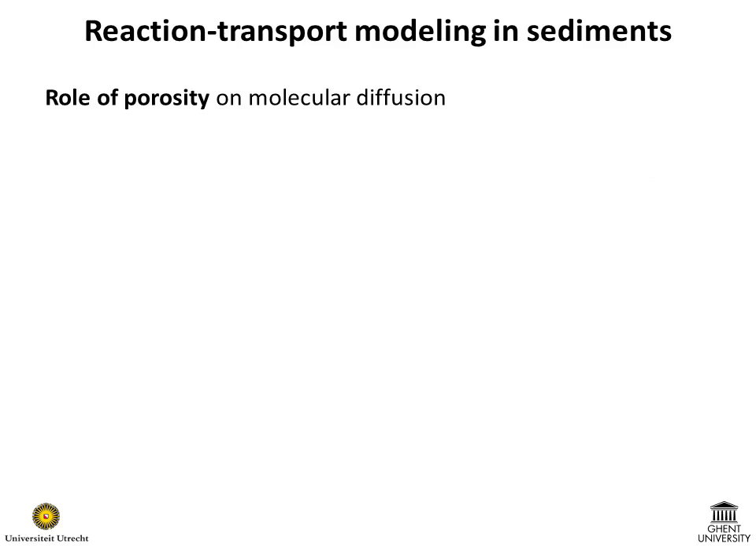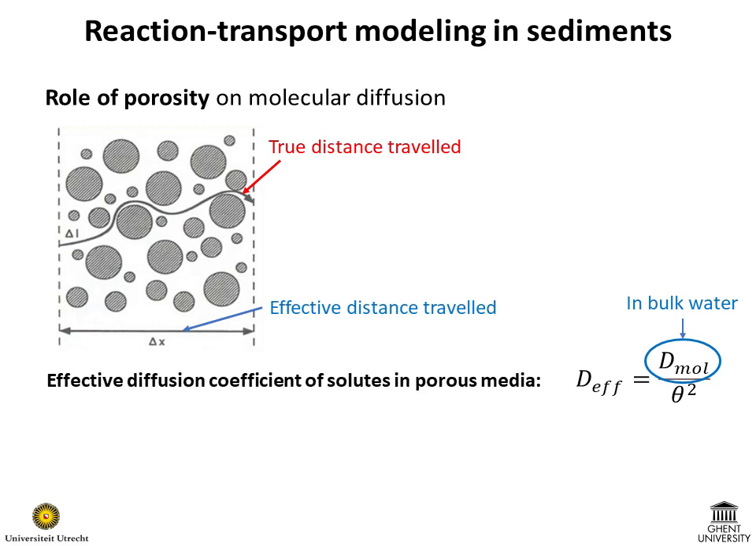There are multiple roles that porosity plays in the reaction-transport equation. One role is that it influences the rate of molecular diffusion. In bulk water, solutes diffuse at a rate that is determined by the molecular diffusion coefficient. However, in porous media, the rate of diffusion is effectively lower because the same distance in space is reached via a longer path length. This is because the molecules cannot diffuse through the solid particles, but must diffuse around them.